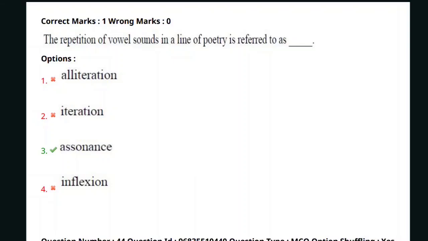And what does alliteration mean? Alliteration is the repetition of the same letters or same words in a line of poetry. Here particularly they are asking about the repetition of vowel sounds, so the correct answer is assonance. The repetition of consonant sounds is called consonance, and the repetition of vowel sounds is called assonance.